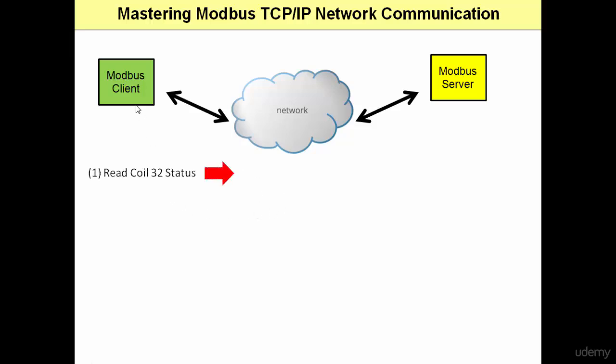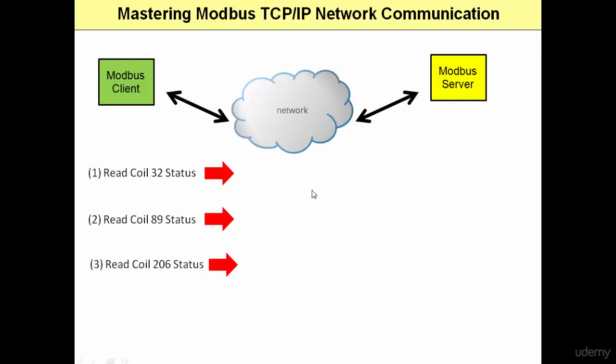Let's say that this Modbus client sends a request, which is a read coil status, and the coil is 32. Immediately after, it sends a read coil 89 status. And immediately after that, it sends a read coil 206 status. It sends all of these to this Modbus server. But for some reason, due to network traffic, the responses to these various queries arrive not in the same order in which they were sent.